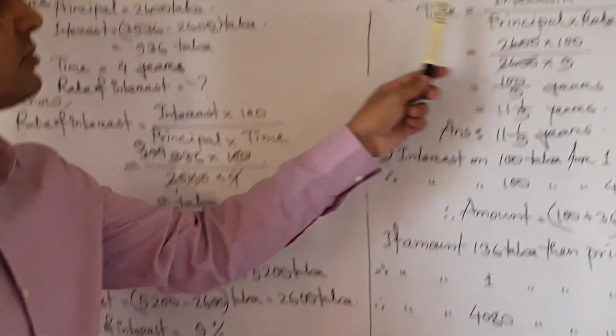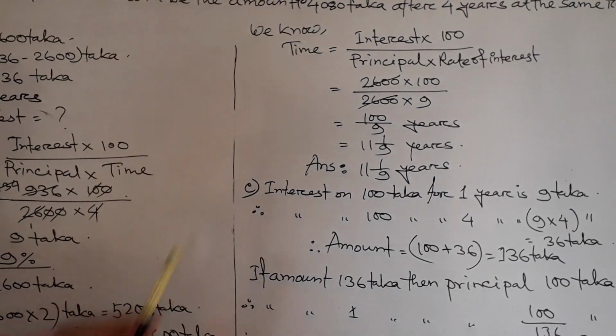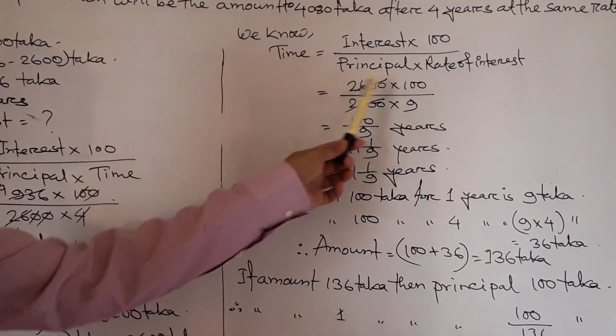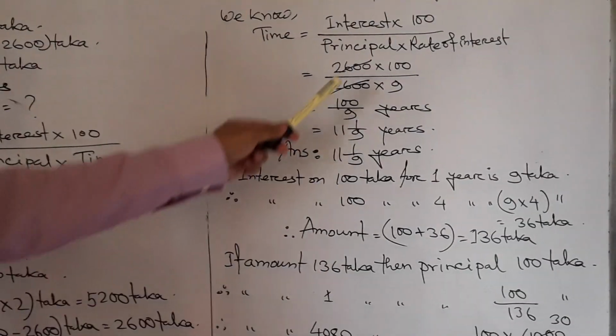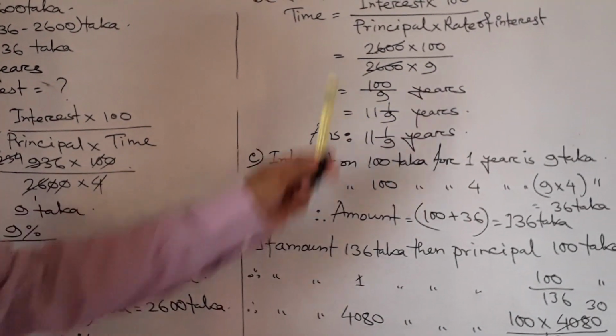Here 2,600 and rate of interest at the same rate. At the same rate means follow question number A. The rate of simple interest is the same rate. Rate of simple interest is 9%. So rate of interest 9%. So time equals what? Now we find the time. We know the formula: time equals interest multiplied by 100 divided by principal multiplied by rate of interest. So here interest 2,600 multiplied by 100, principal 2,600 multiplied by 9. So cut, then 100 by 9, that is 11 whole 1 by 9 years.